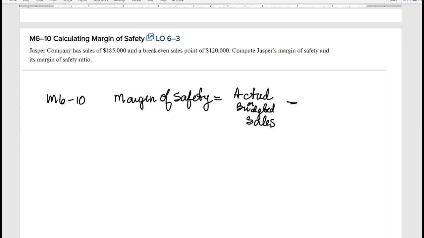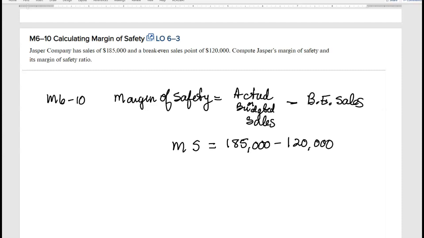Margin of safety is actual or budgeted sales minus break-even sales. So margin of safety is equal to 185,000 minus 120,000, or 65,000. So my sales can drop by 65,000 before I start to lose money.